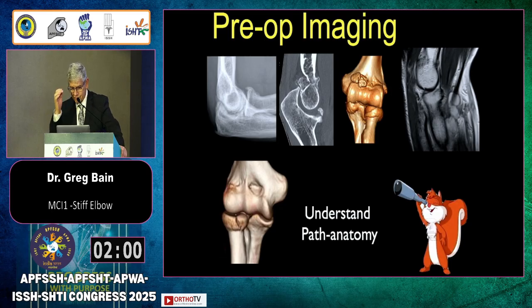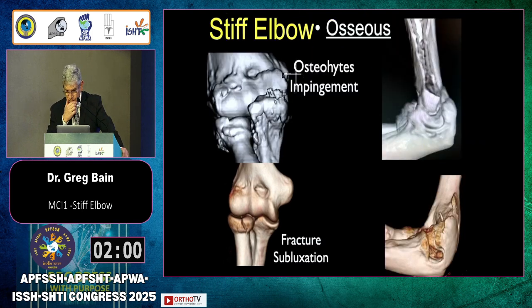In our preoperative assessment, we may use imaging, so plain x-rays I think for everybody. CT scans I think are particularly useful for degenerative osteoarthritis and also fractures. The MRI for some of the soft tissue aspects to try and get a better understanding of the pathology. When we look at the CT scans, we can see on the top left how we've got osteophytes that are impinging. We can see the associated fracture, heterotopic ossification.